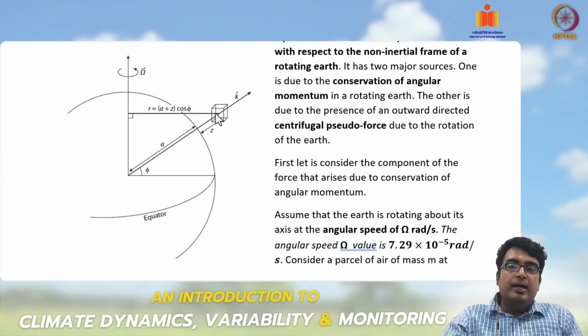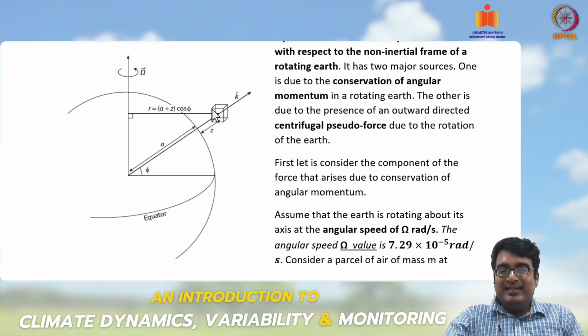Clear? We can drop a perpendicular to the axis of the Earth from the centroid of this air parcel, and we can call the distance of the air parcel from the axis of the Earth r. Then, since this is phi, this is 90 minus phi, so by right triangle equation, this angle is phi. So this distance r is nothing but (a plus z) cos phi.